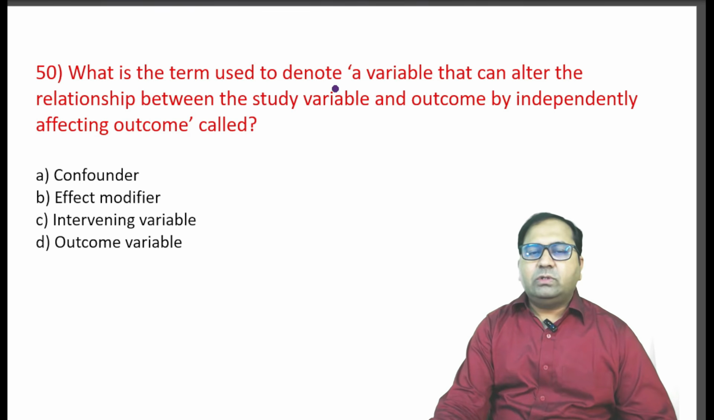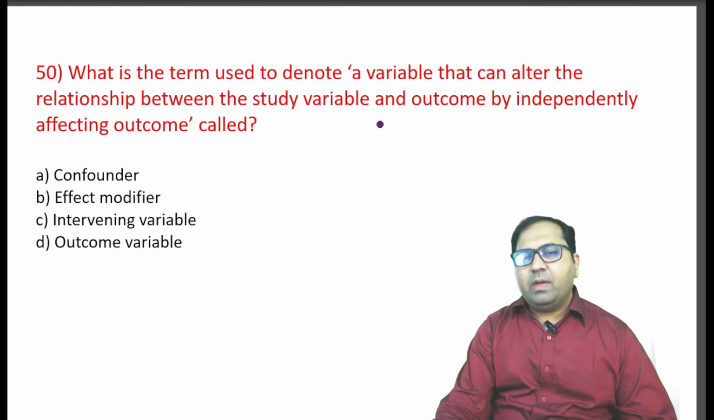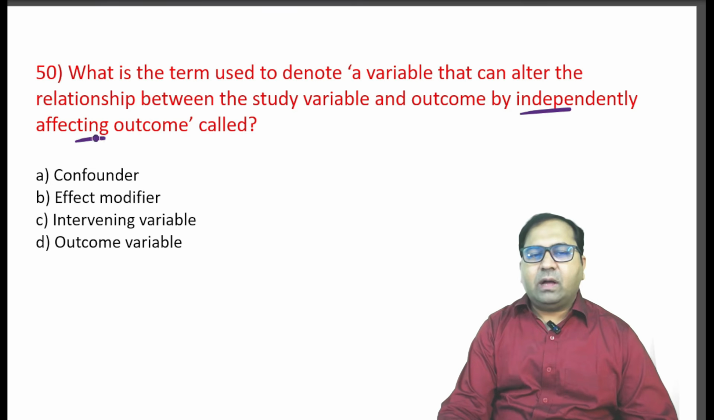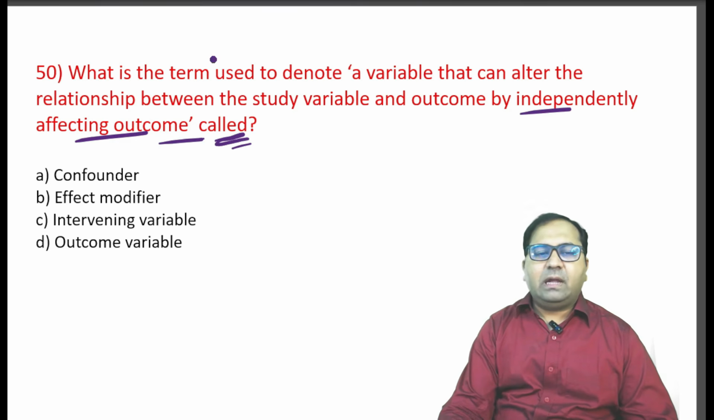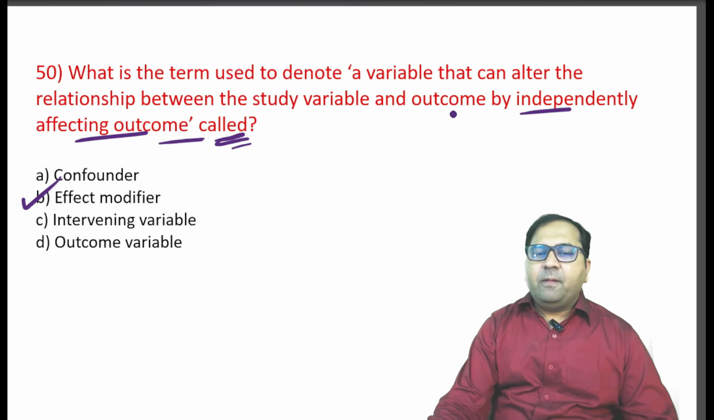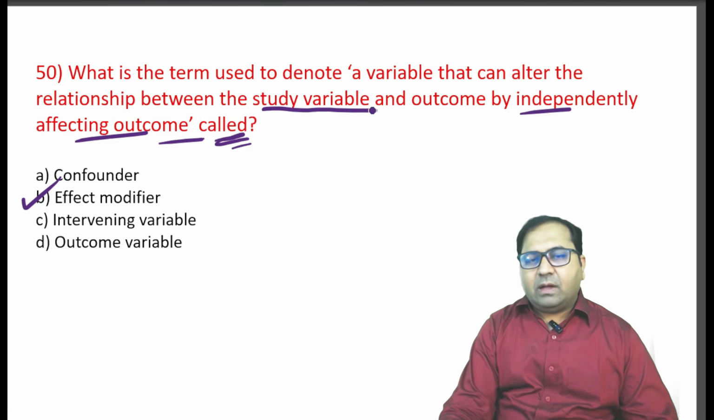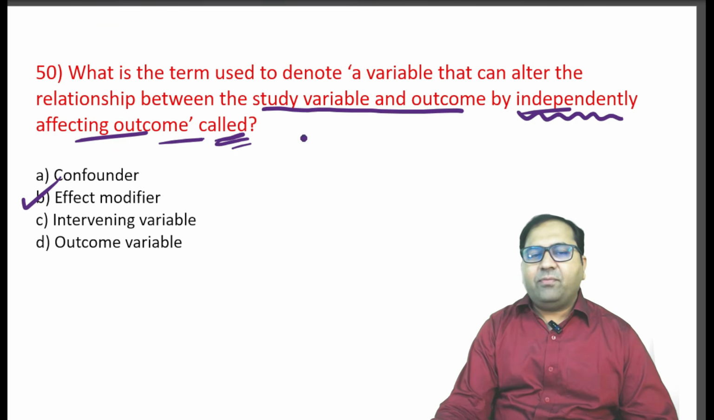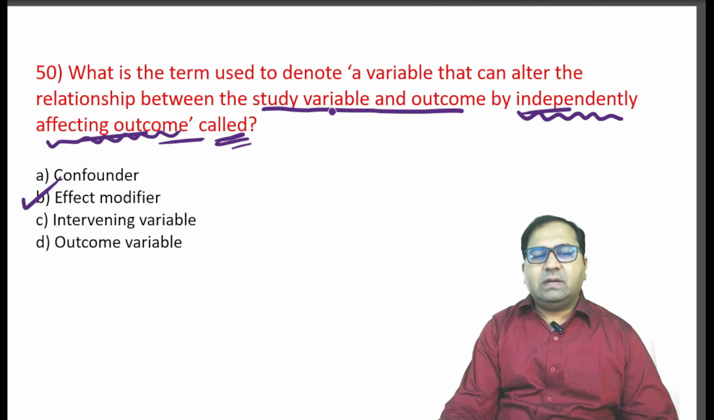Last question. What is a term used to denote a variable that can alter the relationship between the study variable and the outcome by independently affecting the outcome? Directly I will tell the answer, it is effect modifier. The other options they gave are confounders, intervening variable, outcome variable. Effect modifier: please remember that it is a variable that can alter the relationship between the study variable and the outcome by independently affecting the outcome. If these words are there in the sentence, then you go for effect modifier.